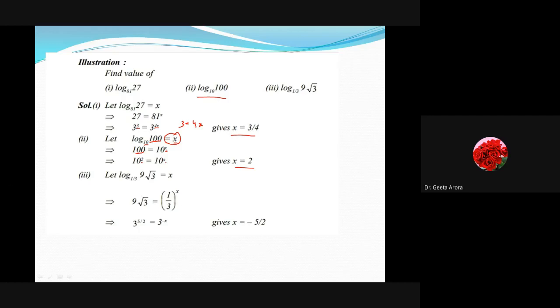Here we have, what is the value of log base 1 by 3 of 9 root 3. But one more thing: sometimes we write the powers in this way. When we have only the square root of 3, it means we are talking about 3 raised to power half. Correct? And suppose I have written a small number 3 along with the root symbol and 3. What does it mean? It means I am talking about 3 raised to power not 1 by 2, but the cube root, 1 by 3.